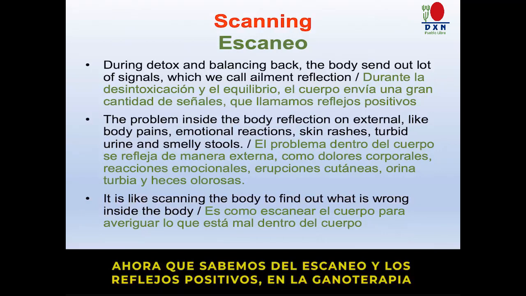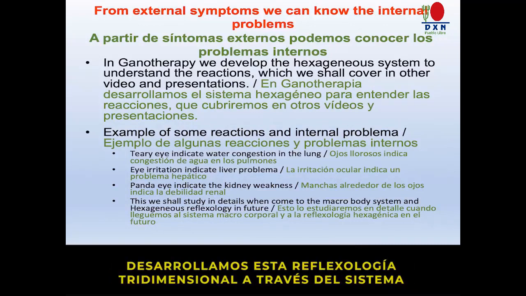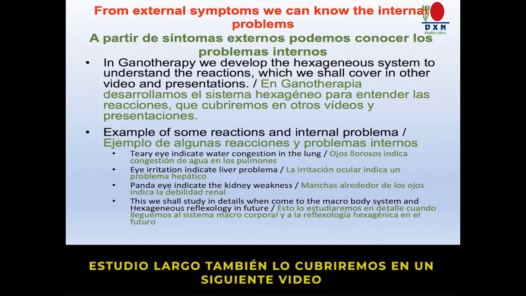Now, some notes on the scanning and also the ailment reflection. In Ganoterapy, we developed this three-dimensional reflexology. We call it hexagenous system. Hexa means 6, to understand the reactions. And this is a long study. We also need to cover it in the next video.